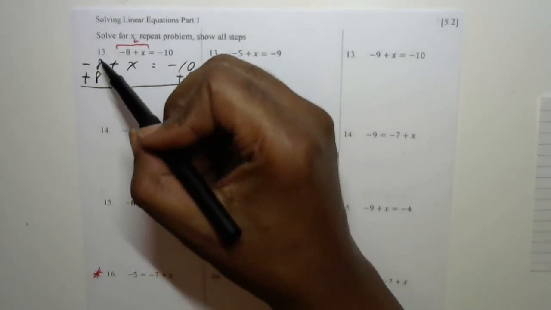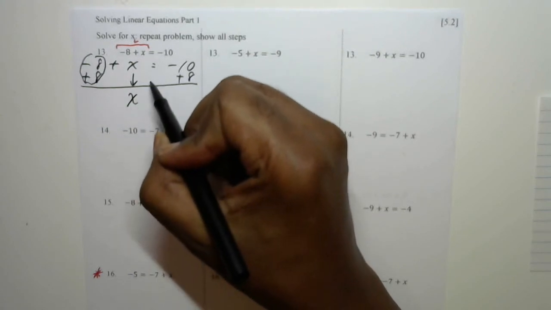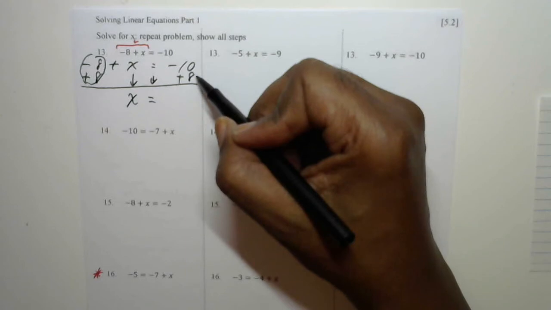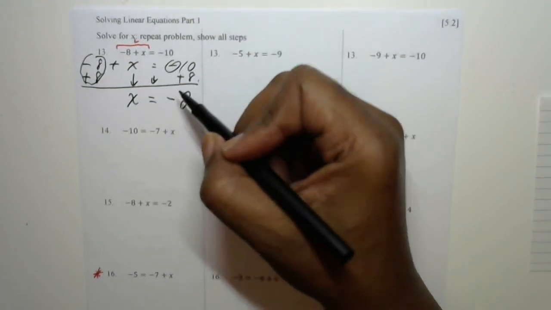These two right here become 0. The x here comes down. The equals comes down. And these two are different signs, so different signs subtract. So 8 from 10 leaves 2. The bigger sign wins, so this is a -2.